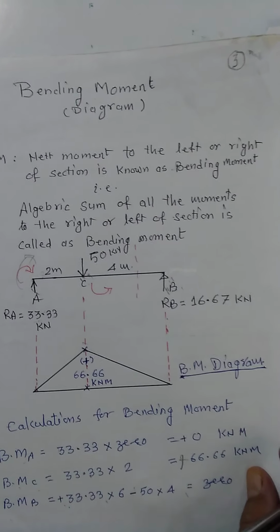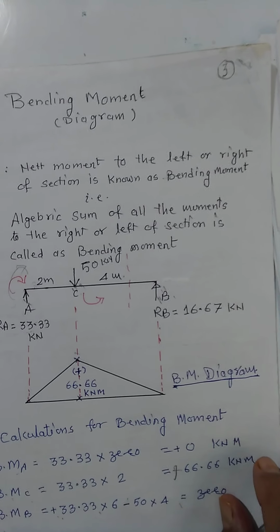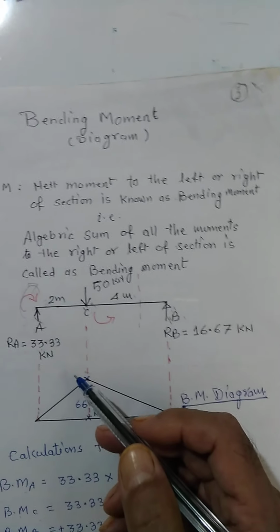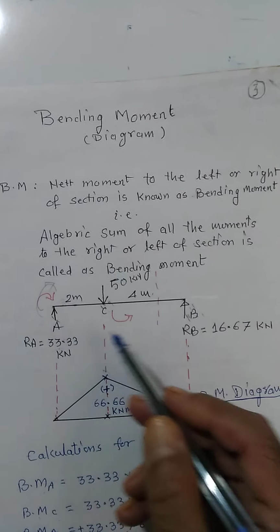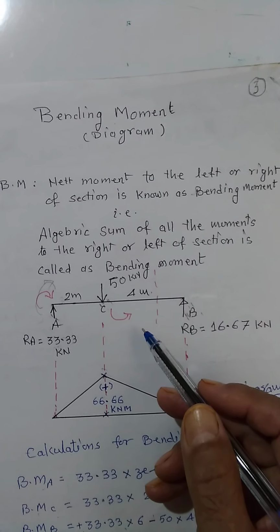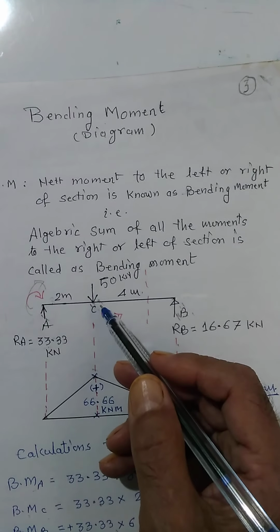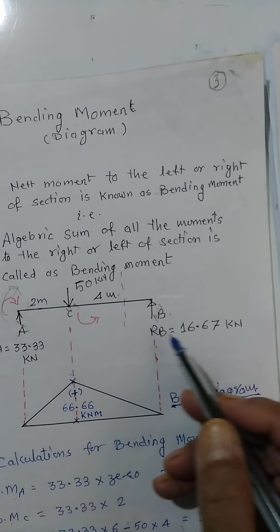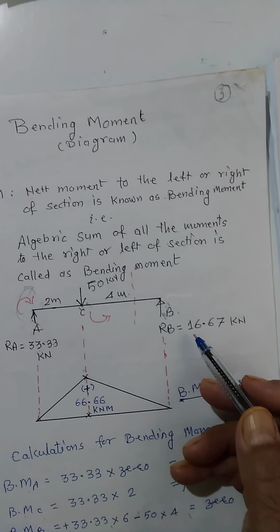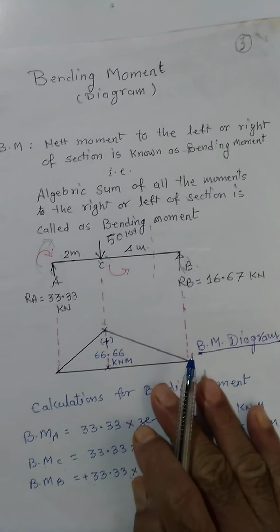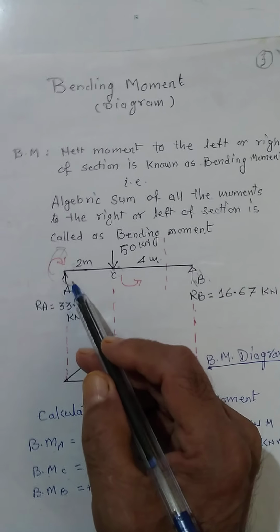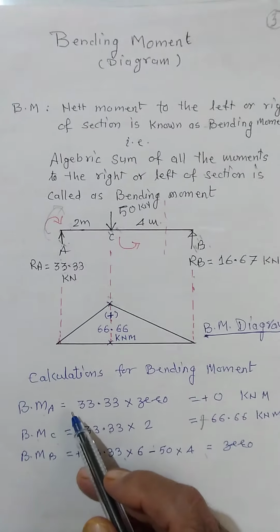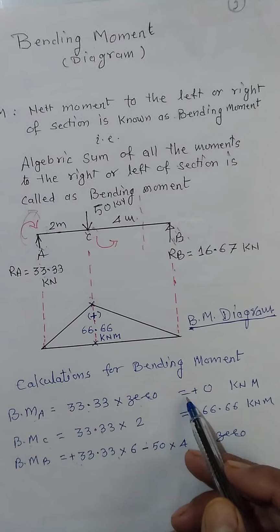Draw the bending moment for a simply supported beam with a point load acting at one point. Suppose this is the problem. AB is the span of 6 meter length. At 2 meter from A, a 50 kilonewton load is applied, and the reactions are 33.33 and 16.67, which we have already calculated in previous examples. Now you start from here. The bending moment at A is nothing but Ra into 0, it is 0.